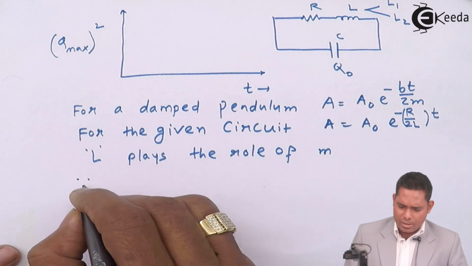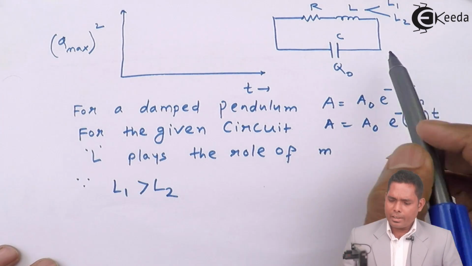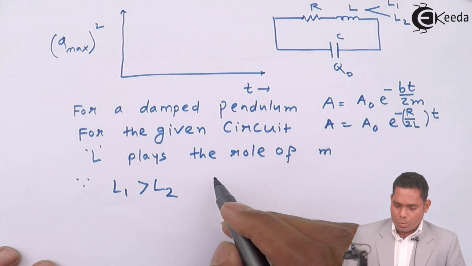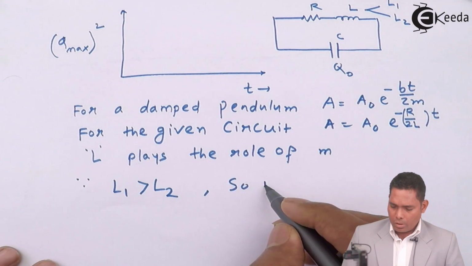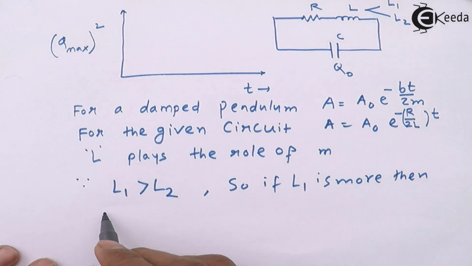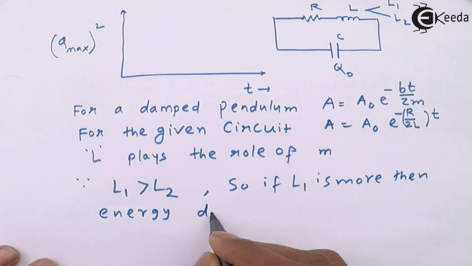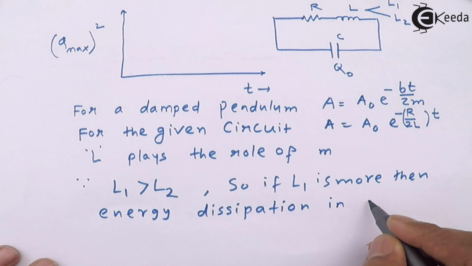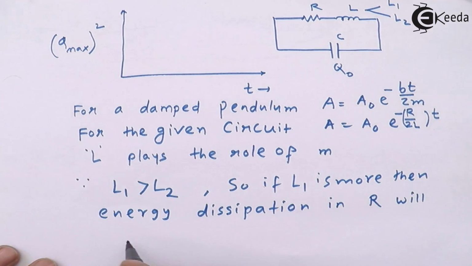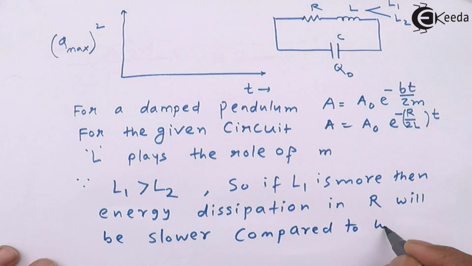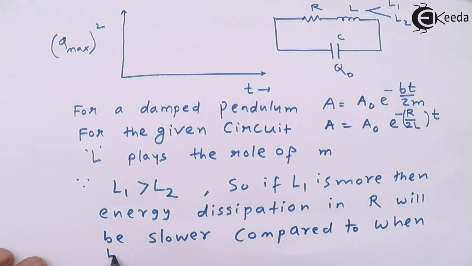Now, what is given is that L1 is greater than L2. If I connect L1 here, which is greater than L2, then if L1 is more, the energy dissipation, that means the energy lost in the resistor R, will be slower compared to when L2 is put.